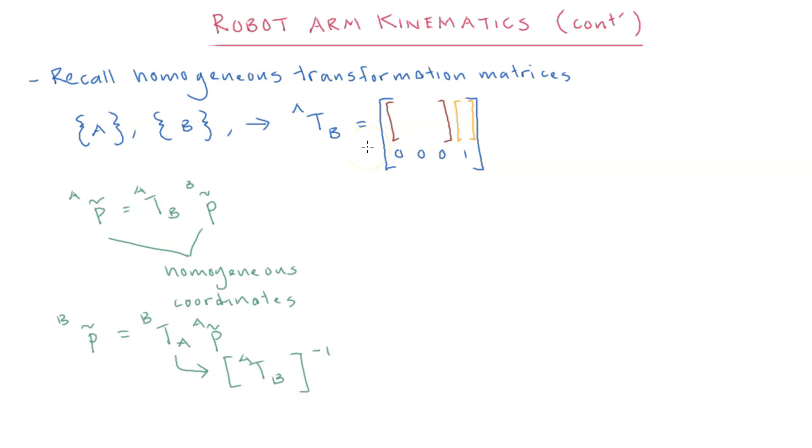So given a homogeneous transformation matrix, we know that this part, this 3 by 1 column, is really the x-axis of coordinate frame B with respect to coordinate frame A. And similarly, the second column is the y-axis of coordinate frame B with respect to coordinate frame A, and the third column here is the z-axis of B with respect to coordinate frame A.